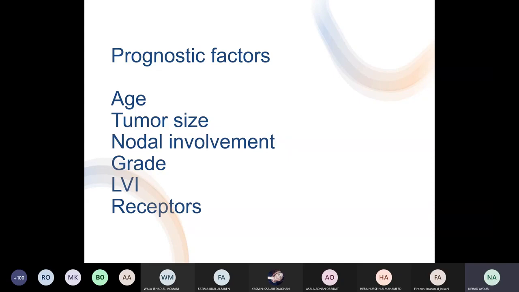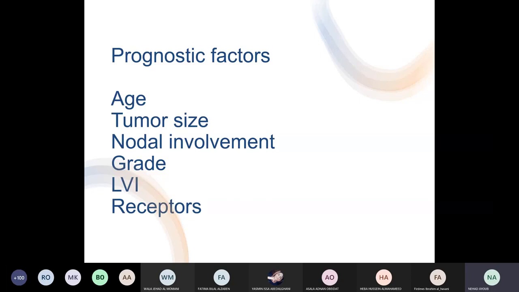The final thing, and a very important thing, is receptors. We said that we look at 3 different receptors when you talk of breast cancer. These are very important. 2 hormonal receptors, estrogen receptor and progesterone receptor, and 1 tyrosine kinase receptor, which is HER2.